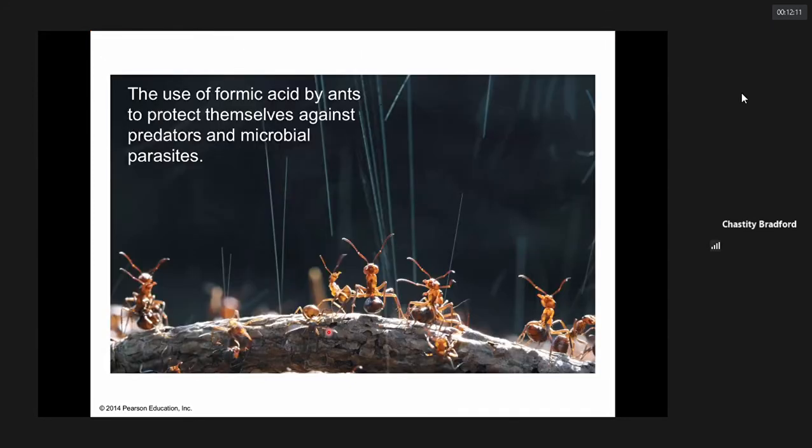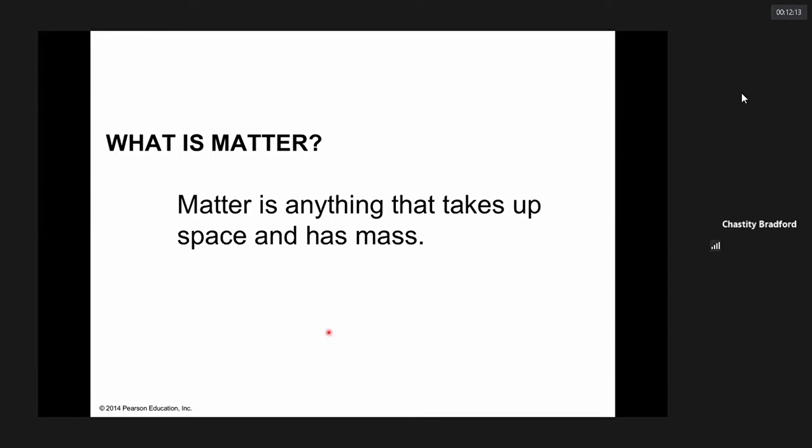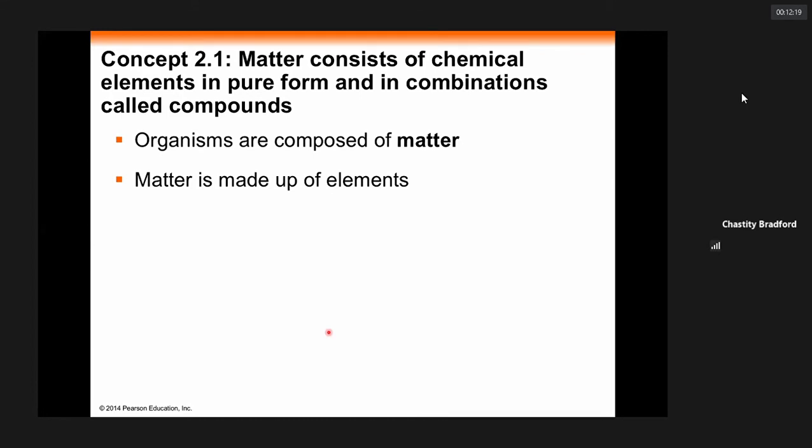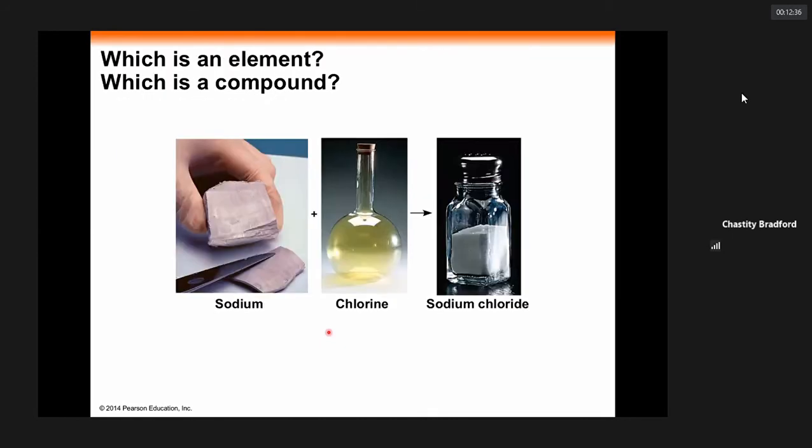Okay? What is matter? This is something that you learn from elementary school. Matter is anything that takes up space and has a mass. Okay? So when we go into this concept about chemistry of life, you have to understand it from the basics. That all organisms are made of matter. You're made of matter. And then matter is made up of elements. When did you hear about elements? In chemistry class. So what's the difference between an element and a compound?